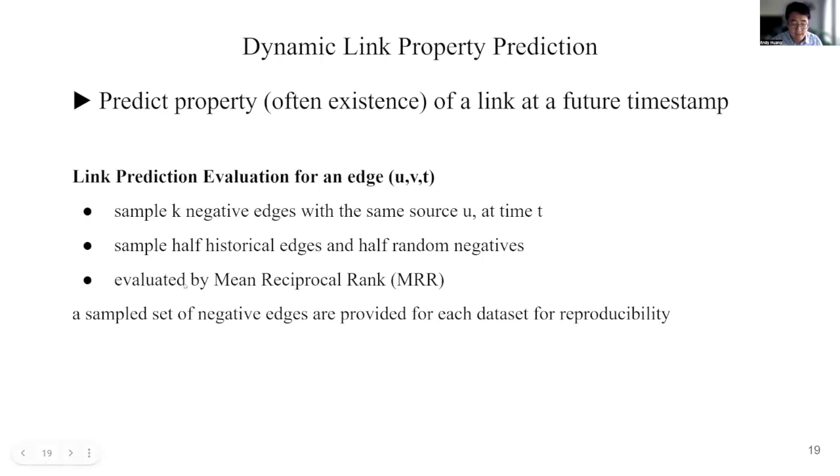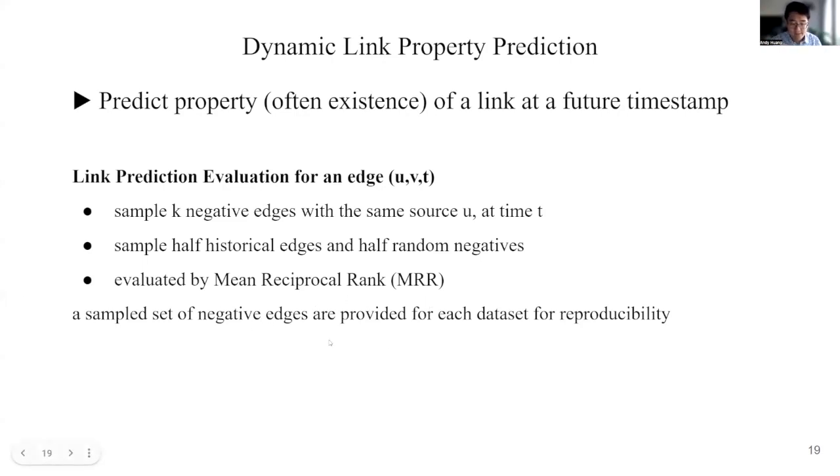And then the evaluation is by the mean reciprocal rank, which is the MRR metric. This is a common ranking metric in recommendation systems. And here you would rank your positive edge, the true edge that you have, across all the negatives, and see if the ranking or the probability you assign to your positive edge is higher than all the negatives.